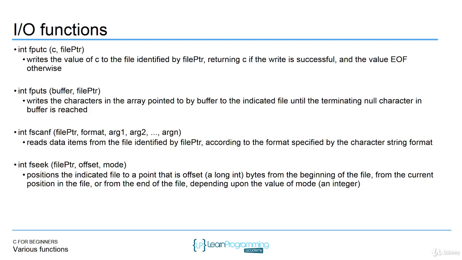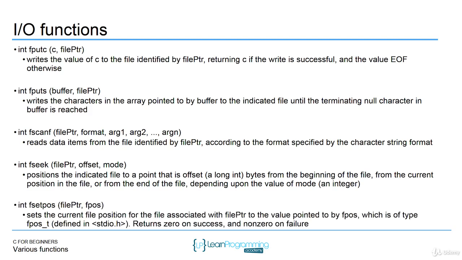fseek is going to move the position of where you're pointing to in a file. So you don't have to start at the beginning or the end of a file. You can go directly to the middle of the file. Once you fseek to that position, your next read or write will use that position to write to or read from. fsetpos is similar to fseek. It sets the current file position in the file associated with the file pointer to the value pointed to by fpos.